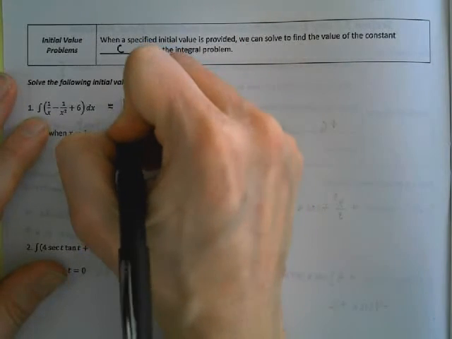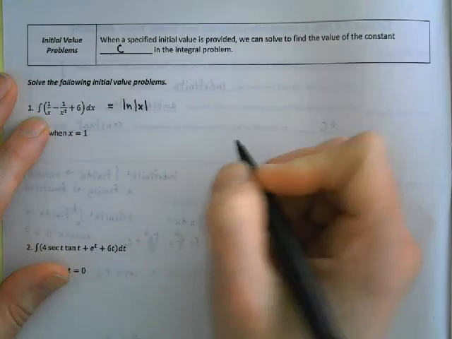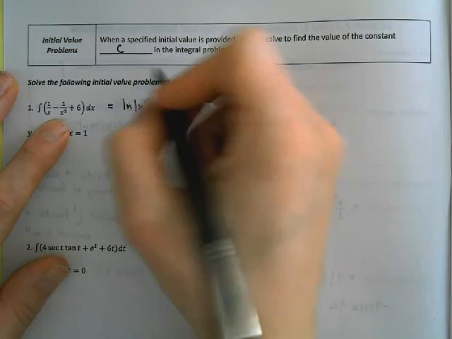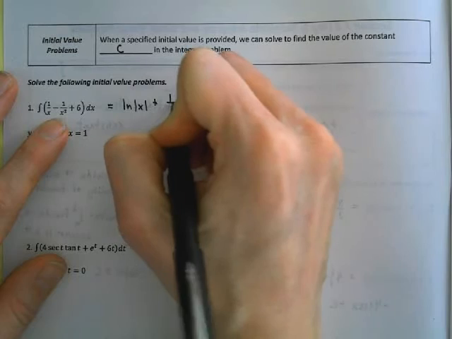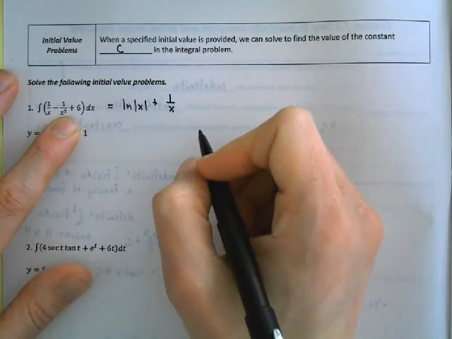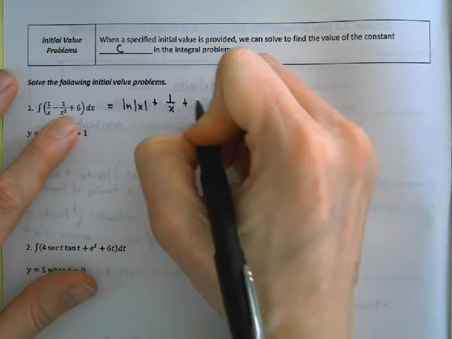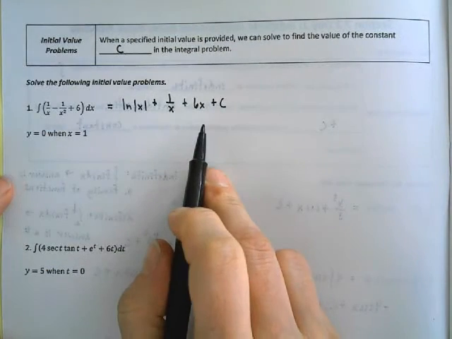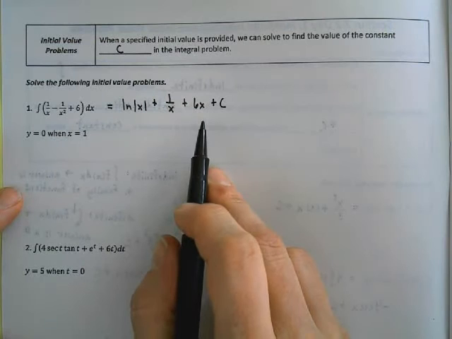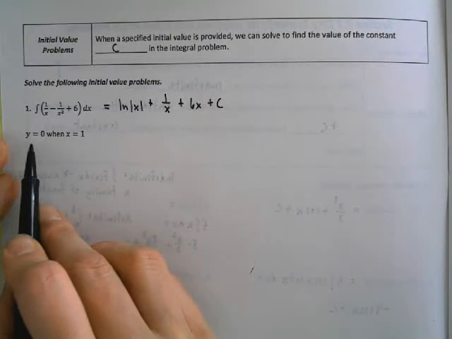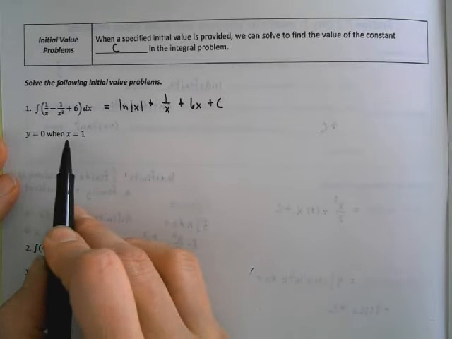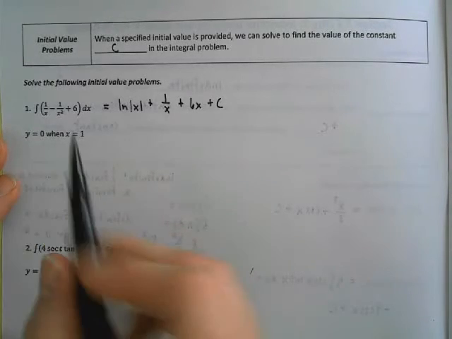So 1 over x I know is the natural log of the absolute value of x, minus 1 over x squared. I know that's going to give me plus 1 over x for my antiderivative. And then for 6, it's going to be 6x, and I put my c on the end. So there's my indefinite integral. Now, this problem is telling me that y is equal to 0 when x equals 1. That's my initial condition.